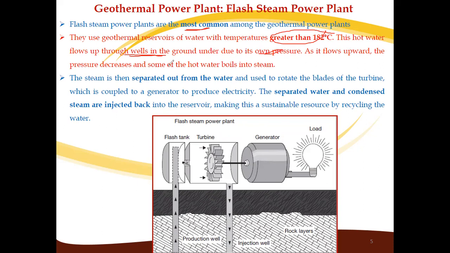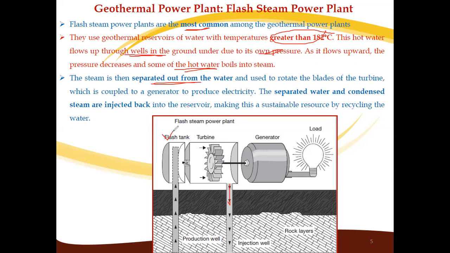The pressure decreases and the hot water boils into steam. By its own pressure, the water gets inside the geothermal layer. It is injected inside that layer. Then it gets heated, its density goes on decreasing, and the water becomes steam. This steam is then separated out from the water in the flash tank.